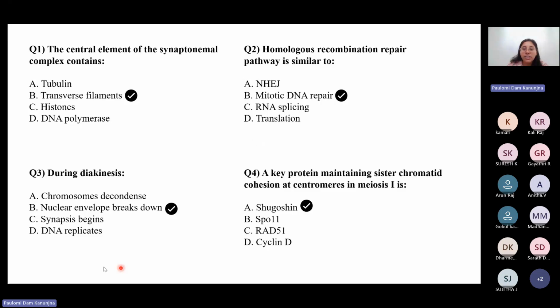And the next one: a key protein maintaining sister chromatid cohesion at the centromere, as we all know, is shugoshin. So you should remember that sister chromatid cohesion at the centromeres is maintained by shugoshin in meiosis 1, because they need to be kept together; they cannot be separated.